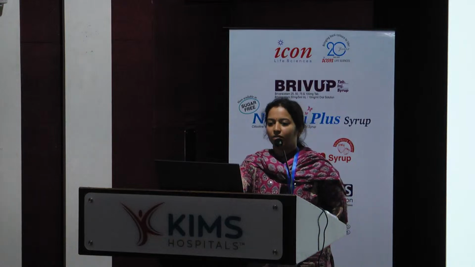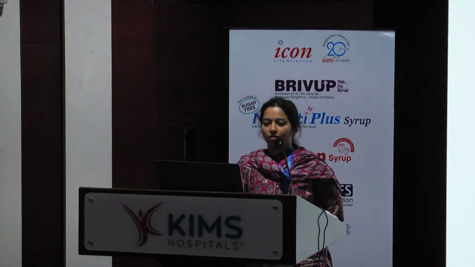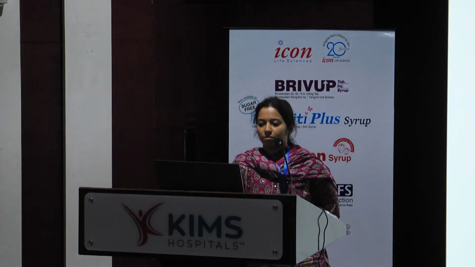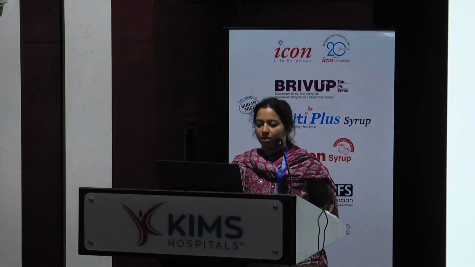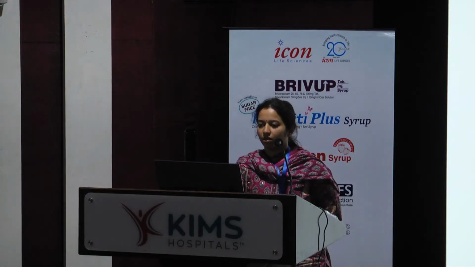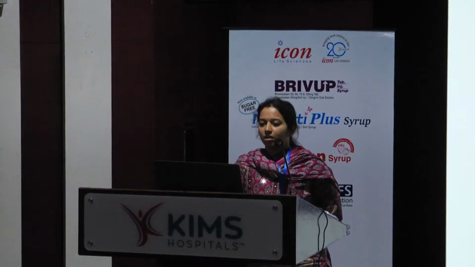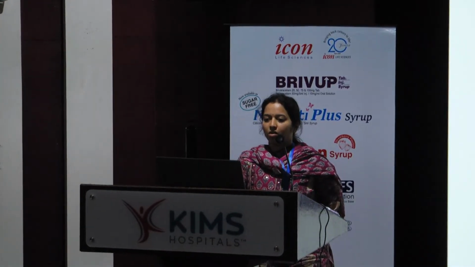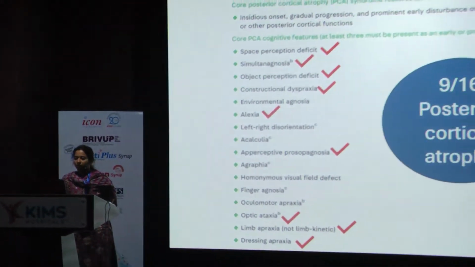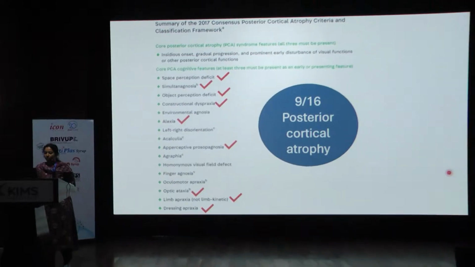So the diagnosis is posterior cortical atrophy, likely etiology Alzheimer's disease. Other conditions that can cause posterior cortical atrophy are DLB, corticobasal degeneration, and CJD, but they have been excluded from the rest of the history and examination. The other key pointers are the young onset and positive family history, ma'am. This is the criteria for posterior cortical atrophy. She was satisfying 9 out of 16 criteria.